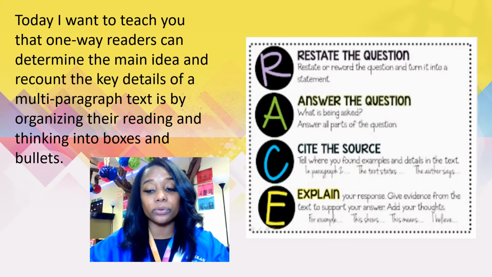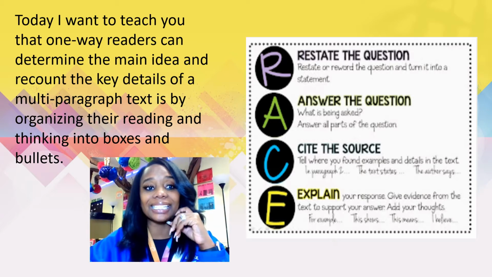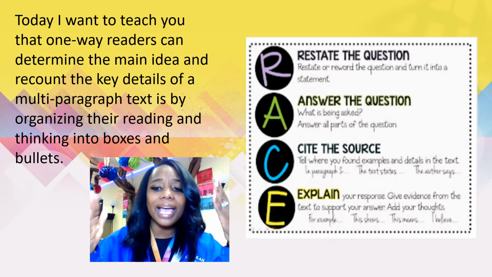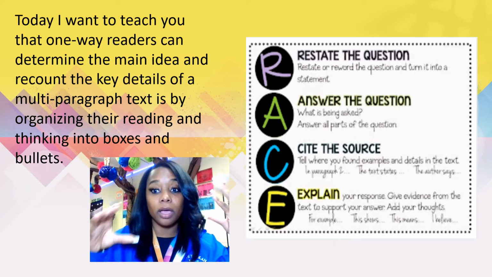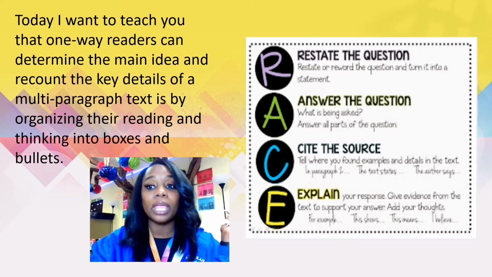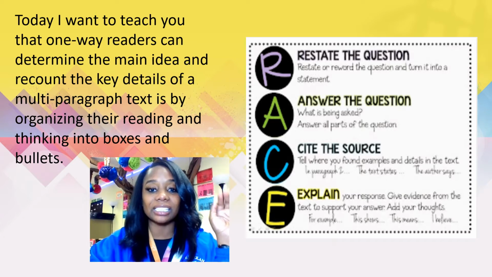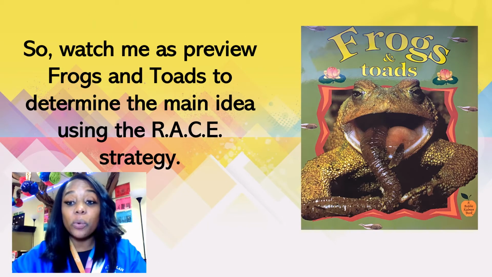So today I want to teach you that one way readers can determine the main idea and recount key details of a multi-paragraph text is by organizing your thinking, by thinking of the boxes and the bullets. Then we're going to answer our question, what is this passage mostly about, by using the RACE strategy. Remember, the R tells us to restate the question, A, answer the question, C, cite the source or evidence, and E, explain.